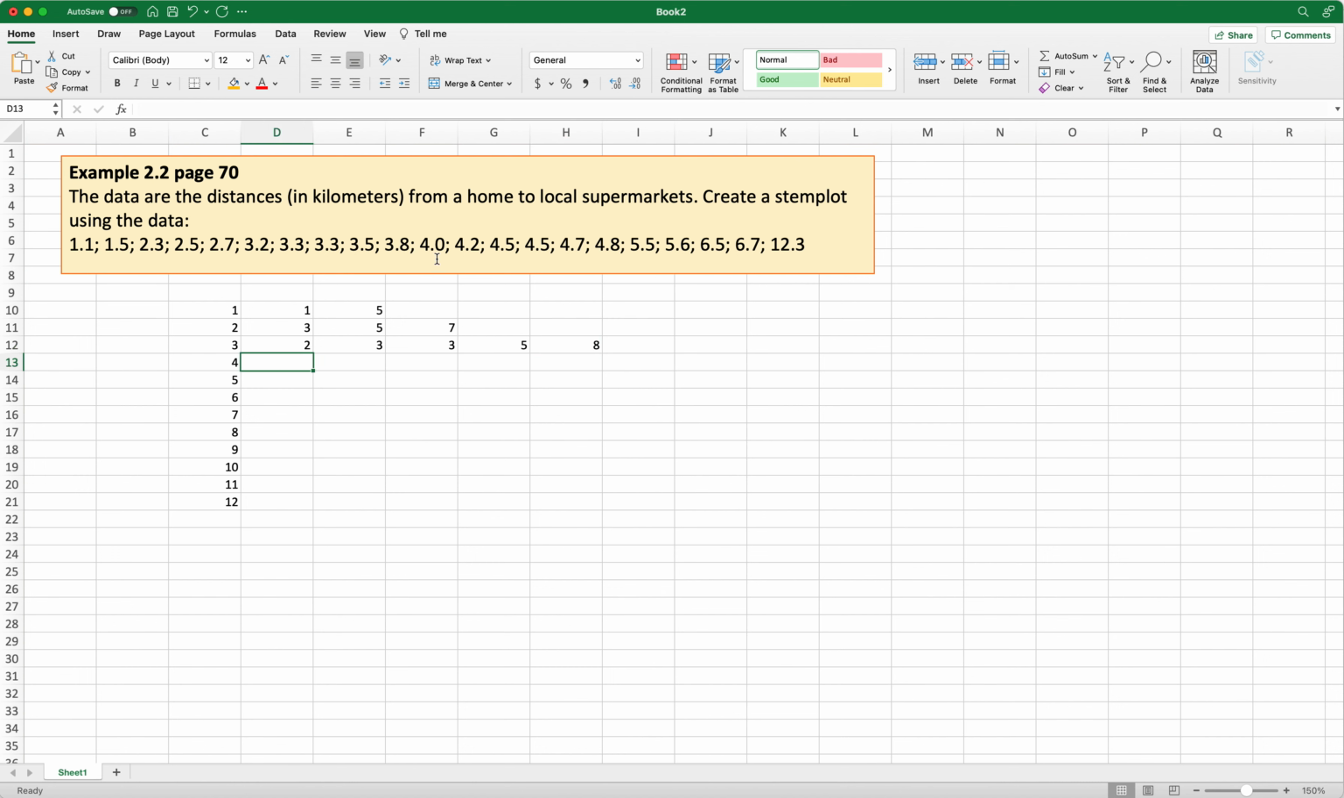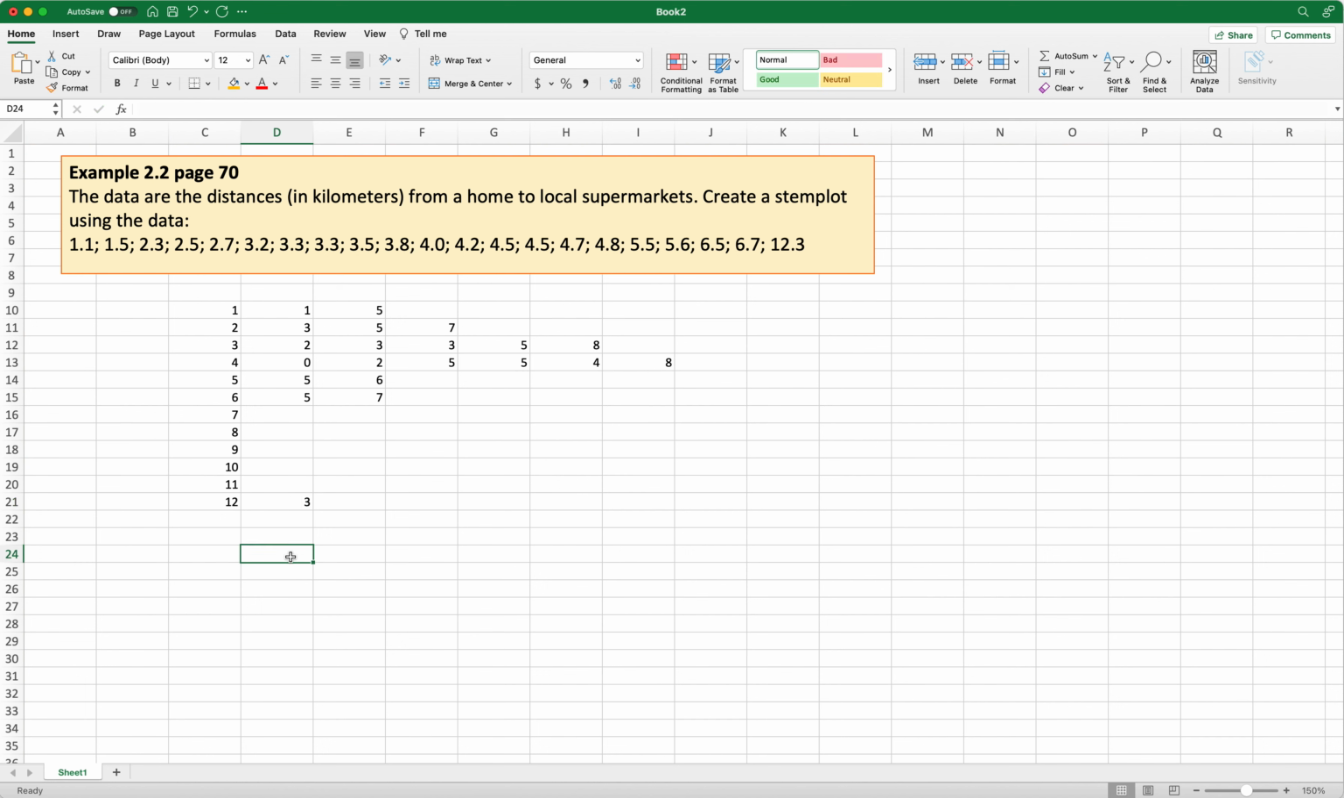Then in the 4s we have a 0, 4.2, 5, 5, 7, 8. In the 5s we have 5, 5, and 5, 6. Then we have 6, 5, and 6, 7. And then we have one all the way out here at 12.3. It's kind of a bigger number way out there.